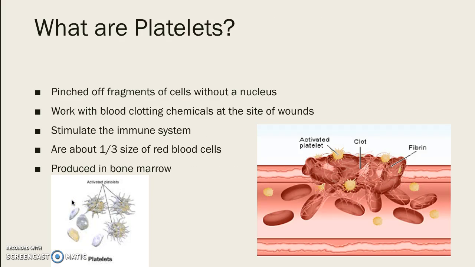What are platelets? So platelets are basically pinched off fragments of cells, and they also don't contain a nucleus. What's cool about platelets is they work with blood clotting chemicals at the site of wounds. So as you can see in the diagram, there are these spongy-like things. So like when you get a cut on your finger, platelets are the first things to go right to that spot to help clot it so you don't bleed out. Platelets basically stimulate the immune system and are about 1/3 the size of red blood cells.